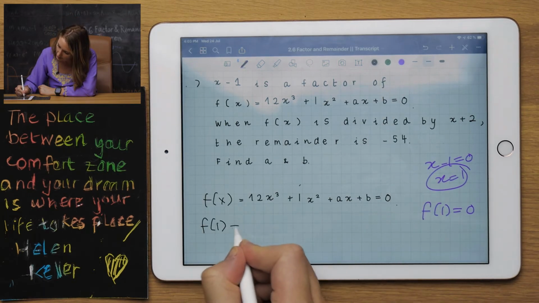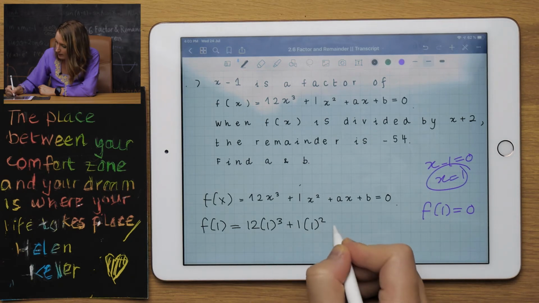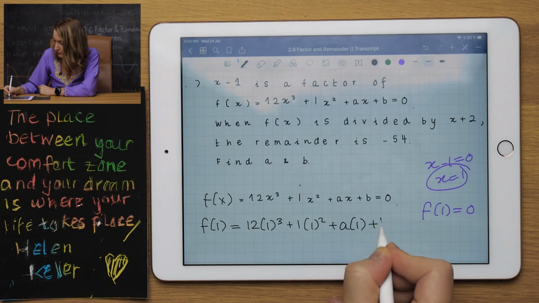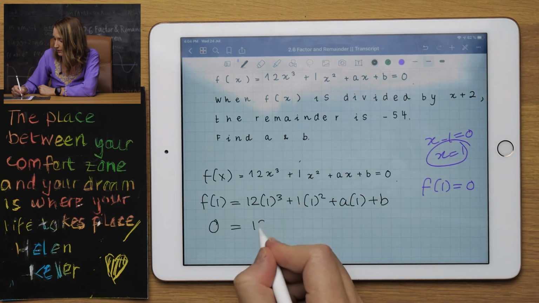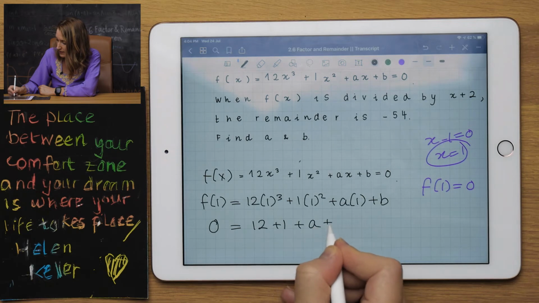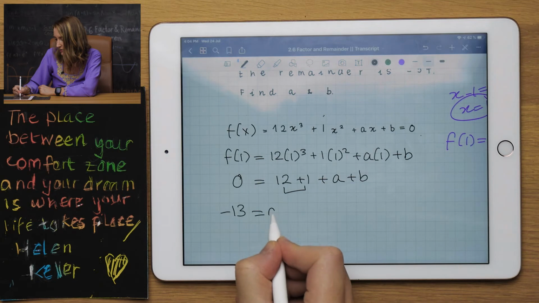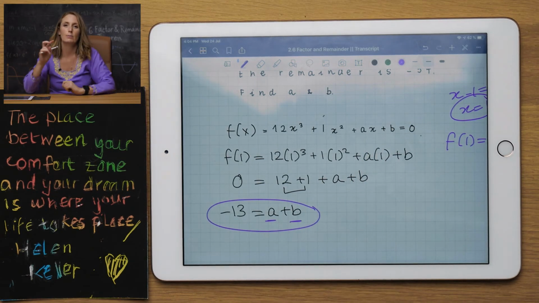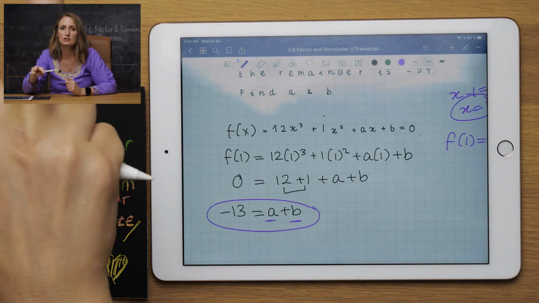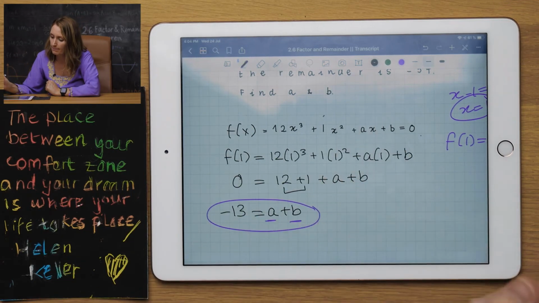Okay, so f of 1 is equal to 12 times 1 cubed, plus 1 times 1 squared, plus a times 1, plus b. And f of 1 here is 0 because it's a factor. So that'd be 12 plus 1 plus a plus b. Add these two together and bring it to the other side. And we've got our first equation. Remember, we've got to find a and b. We've got two unknowns. That means we need two equations and two pieces of information. Once we've got the two equations, we can do a simultaneous equation and find both of them.